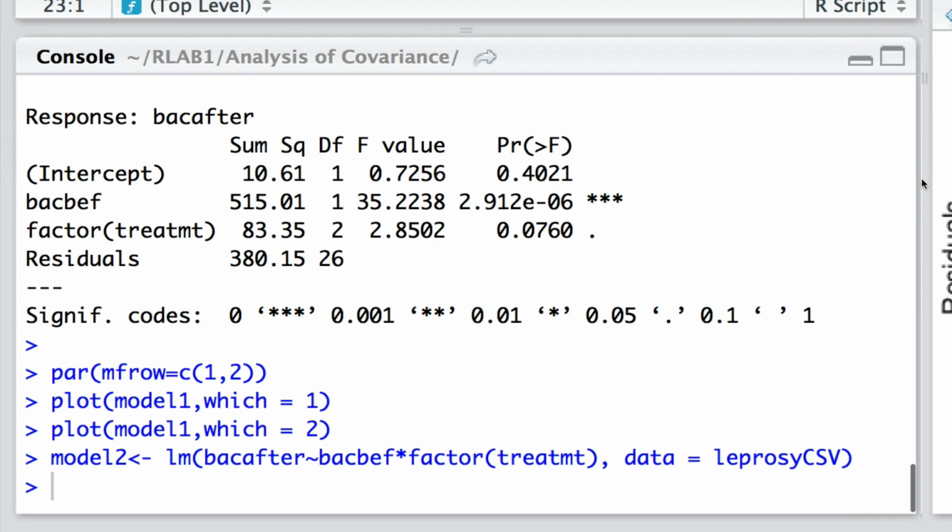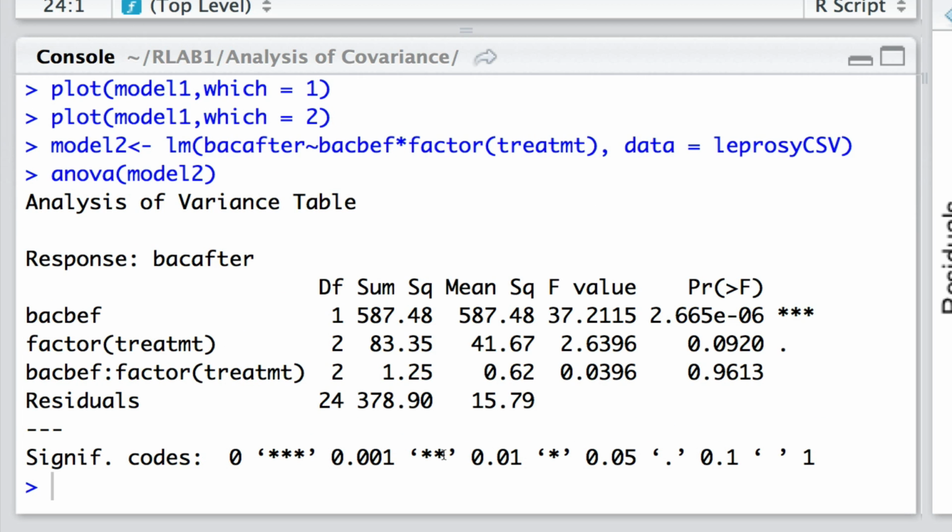What we have here is back after is now going to be fitted with respect to not just the main effects, but also an interaction between back before and the treatment. By specifying the interaction, the default assumption is that the main effects, i.e. back before and the treatment, will also separately be considered. Now let's have a look at the analysis of variance for this second model. And this is what it looks like.